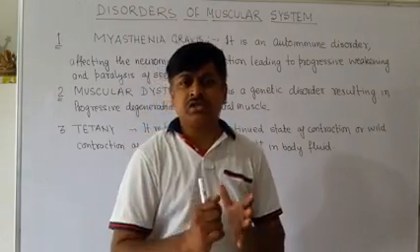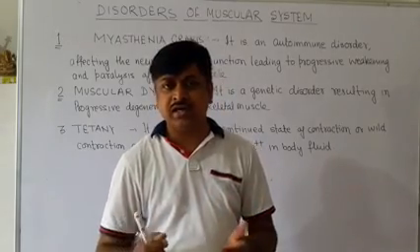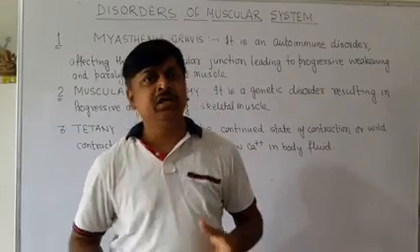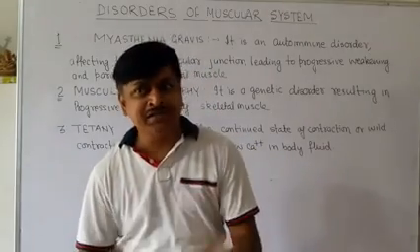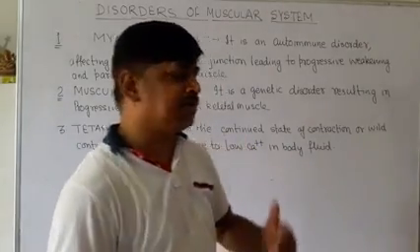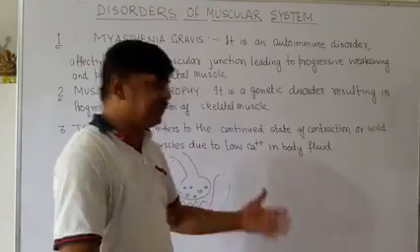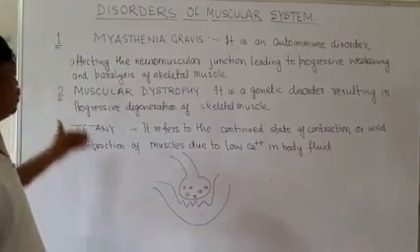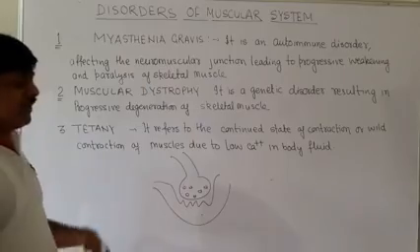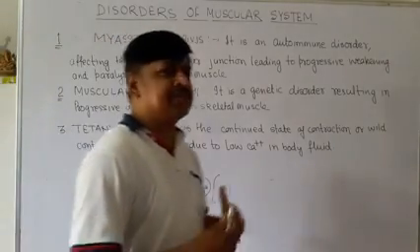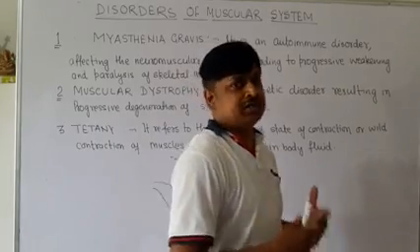So muscular dystrophy is a genetic disorder. It is due to a defect in the gene. What happens in this case? Due to defective genes, a time comes when the skeletal muscles degenerate. So there is progressive degeneration of the skeletal muscle. This condition is known as muscular dystrophy.